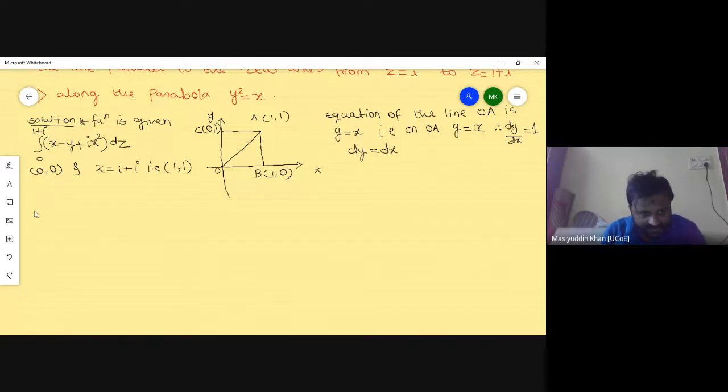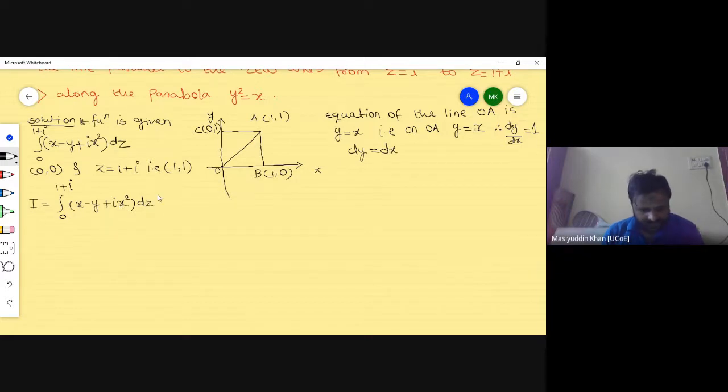So I is equal to the given function, integral from 0 to 1 plus i of (x minus y plus i x square) dz. And as I clearly mentioned in our first lecture, what does dz mean?